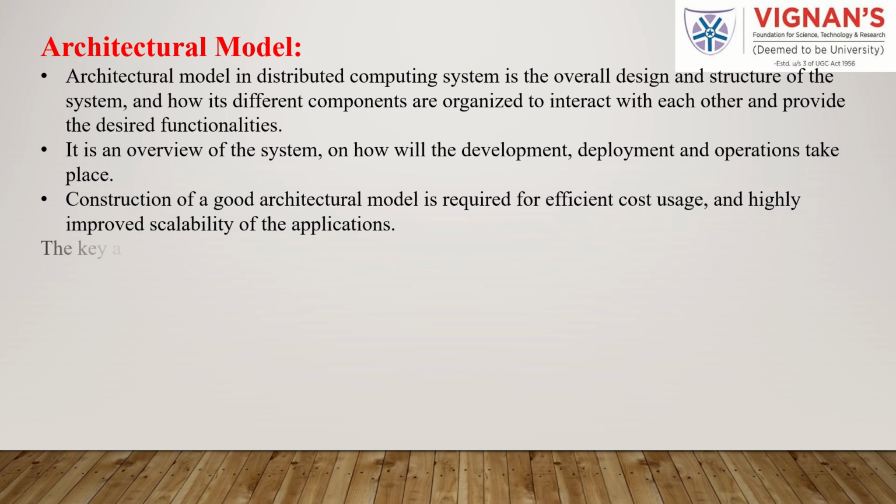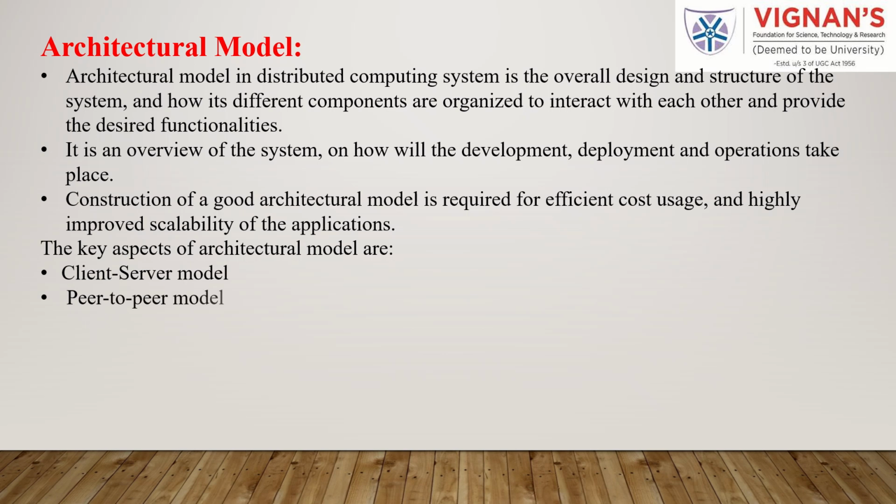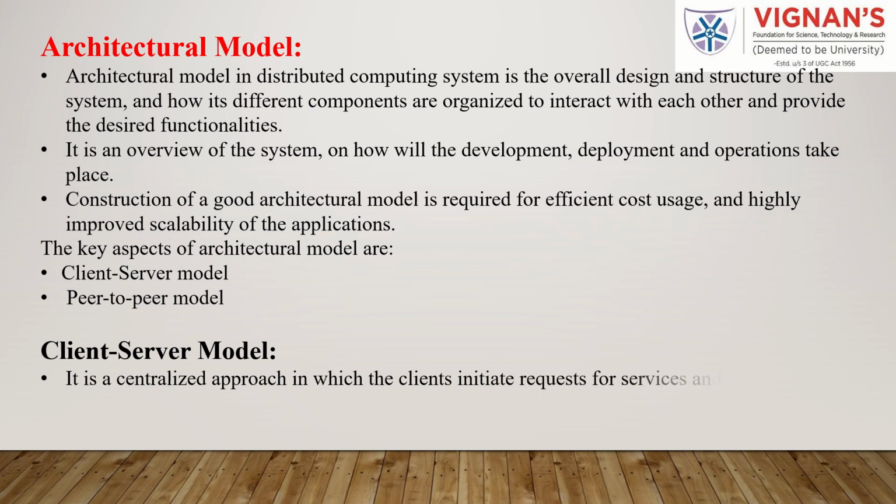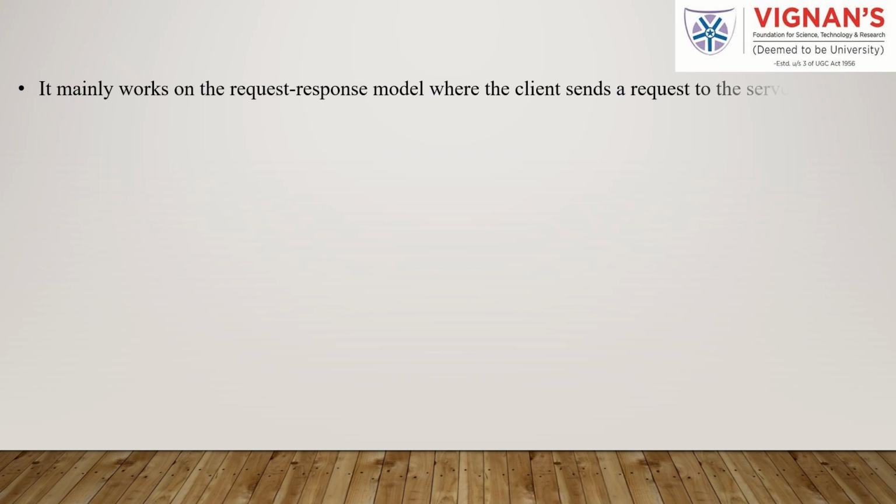The key aspects of architectural model are client-server model, peer-to-peer model. Client-server model. It is a centralized approach in which the clients initiate requests for services and servers respond by providing those services. It mainly works on the request-response model where the client sends a request to the server and the server processes it and responds to the client accordingly.